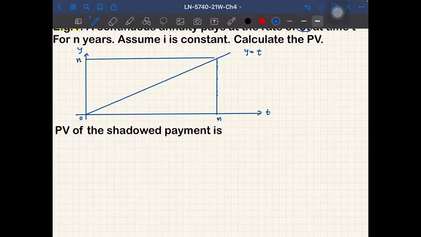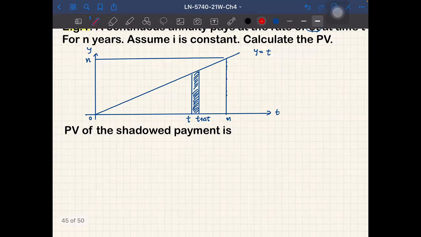Okay, so think about just a small amount, t to t plus delta t. Then we think about the present value of this cash flow. The width is delta t, so this area is t times delta t. So the present value is v to the power t times t times delta t. So that means the present value is equal to the integral from 0 to n of t times v^t dt.